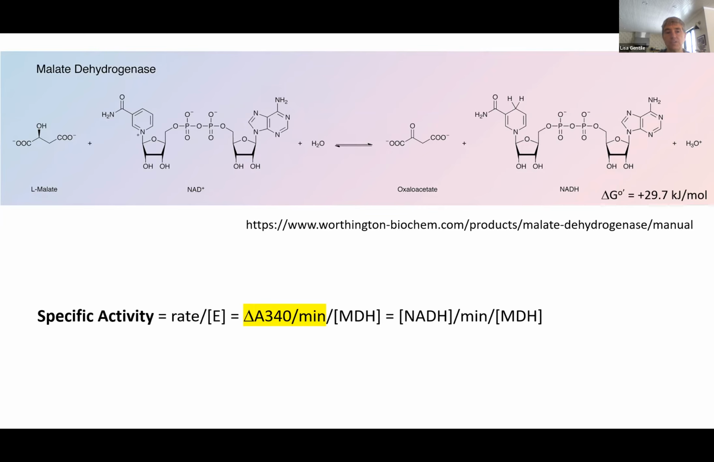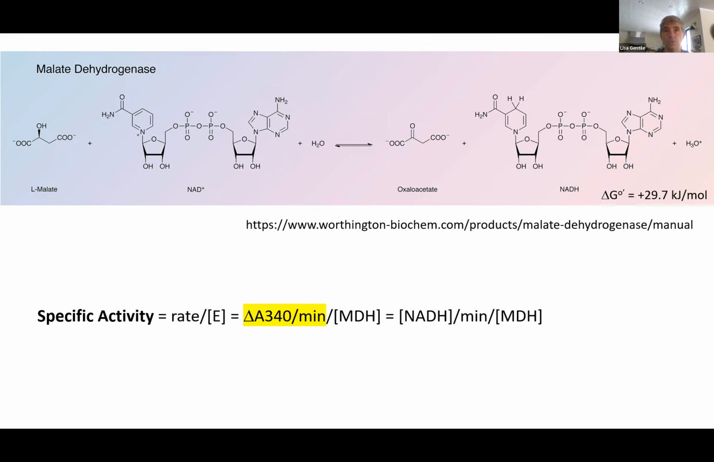So just in general, specific activity is the rate of an enzyme catalyzed reaction divided by the concentration of the enzyme. In this case, the rate that we're going to measure is the change in absorbance at 340 nanometers per minute, which is allowing us to monitor NADH. And so what this ends up being in our specific activity calculations is basically the concentration of NADH per minute divided by the concentration of MDH. So the rate we're going to end up getting from our kinetic studies, the concentration of MDH you're going to have to determine before you do these assays. And so there's a couple of ways to do that.